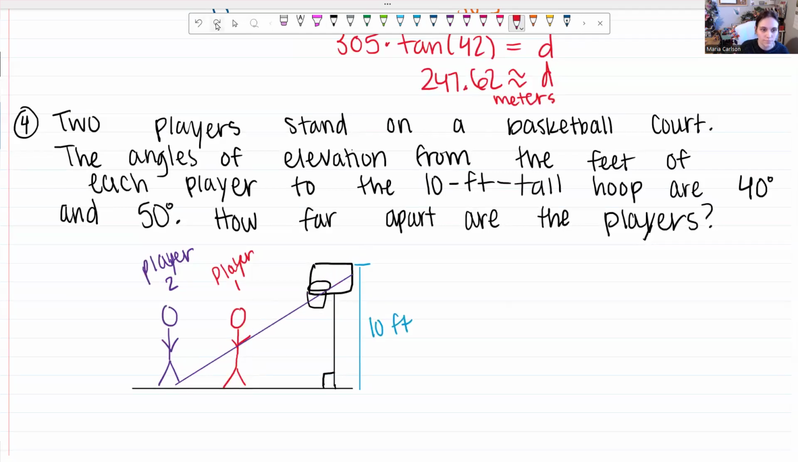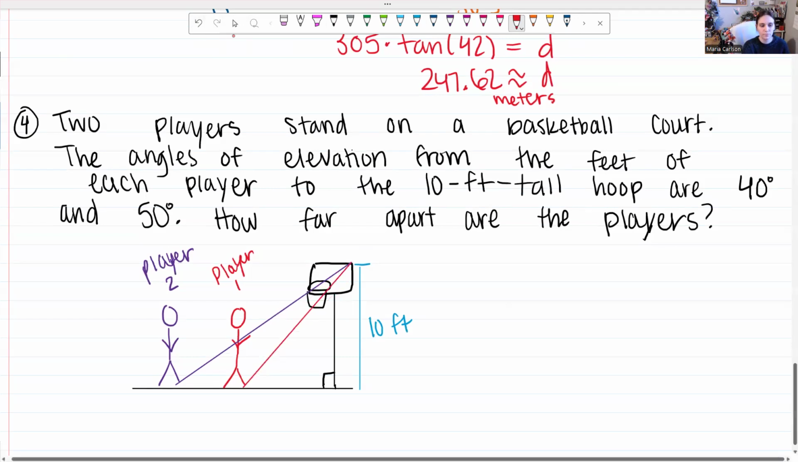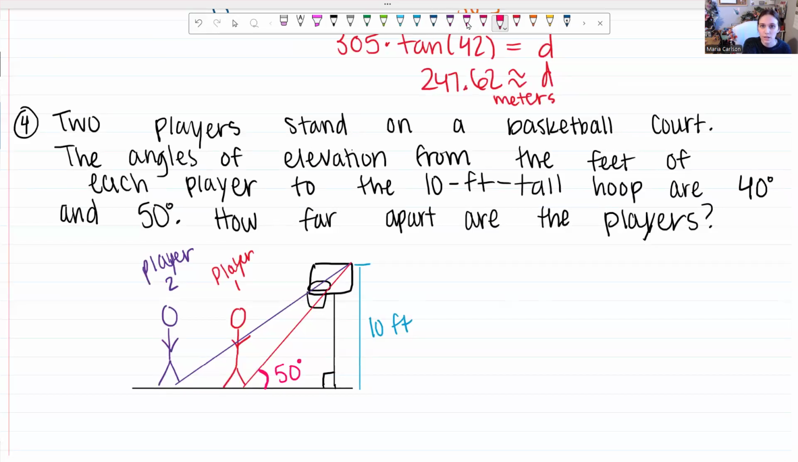Like so for player one. Now, one of these is 40, the other one is 50. So the larger angle has to be 50 degrees, the larger angle measurement. So this is 50 degrees at the base of player one, and this is 40 degrees.